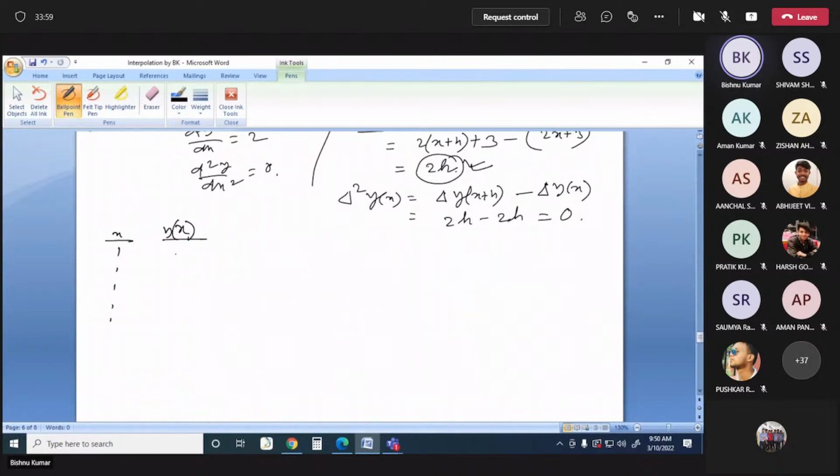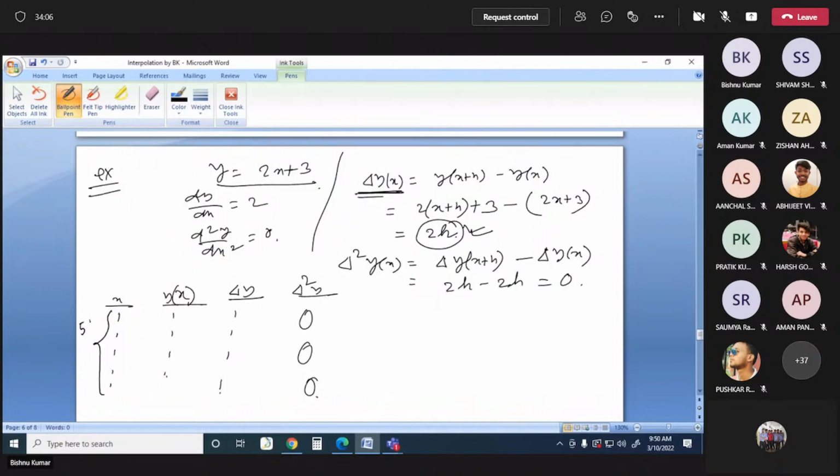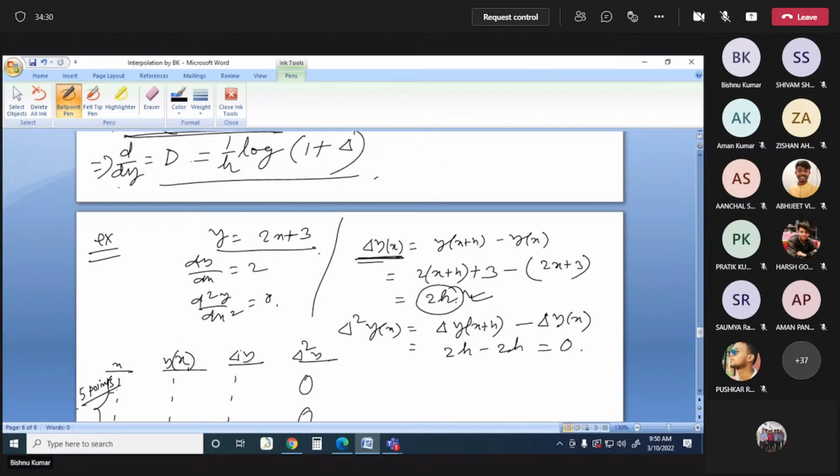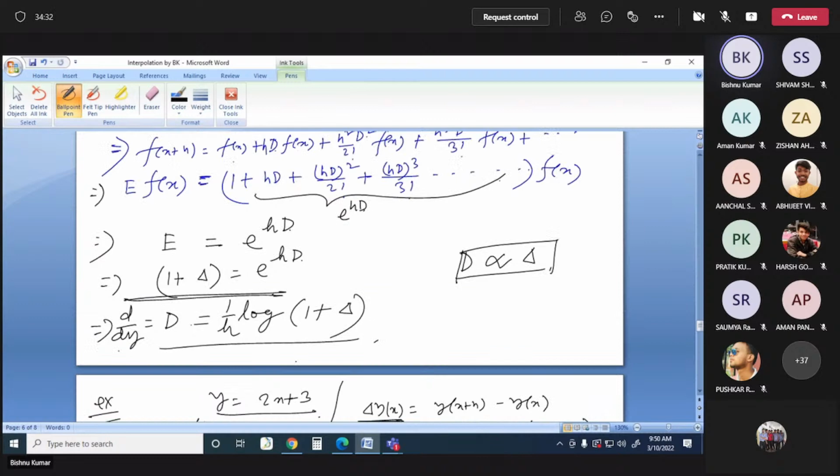So with the help of suppose 5 points, as for example I am asking you 5 points, you may be able to approximate a polynomial of maximum which degree? Maximum which degree polynomial you may be able to approximate with the help of 5 points. That logic I told you.